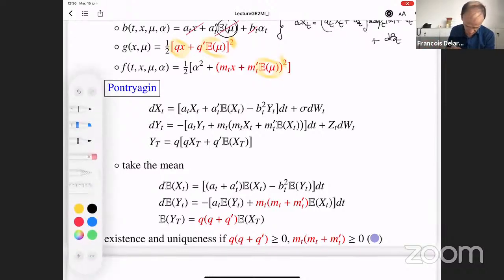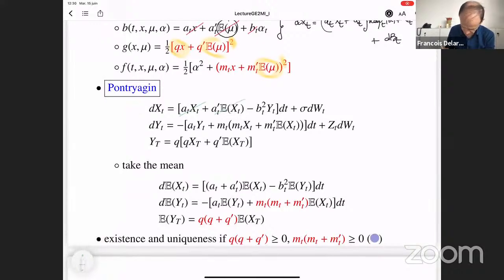Then you will find this shape for the Pontryagin. Keep in mind that in my own formulation, A was equal to zero, so there is not this term. Basically, B is equal to one, and you don't have this term either. And so you have this kind of forward-backward system, and this is completely explicit, which is the really nice point.